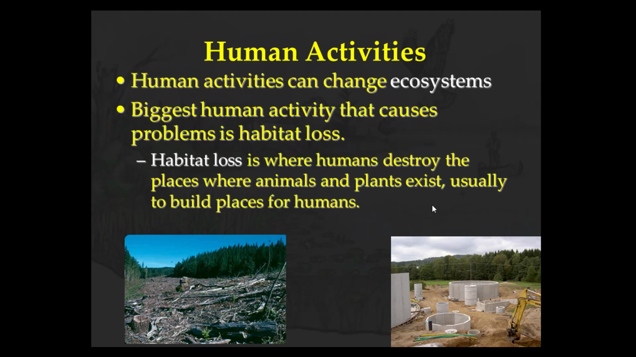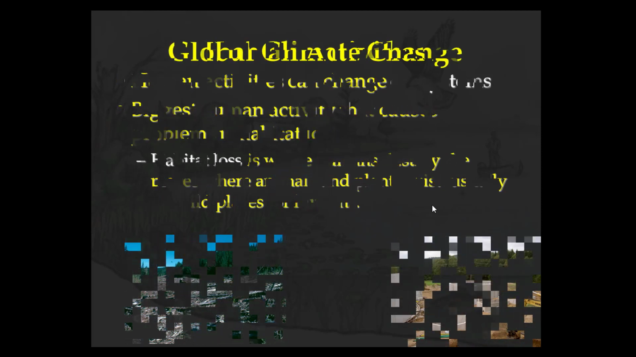Okay, these are the human activities on the environment or ecosystem. Human activities can change ecosystems. The biggest human activity that causes problems is habitat loss. Habitat loss is where humans destroy the place where animals and plants exist, usually to build places for humans.